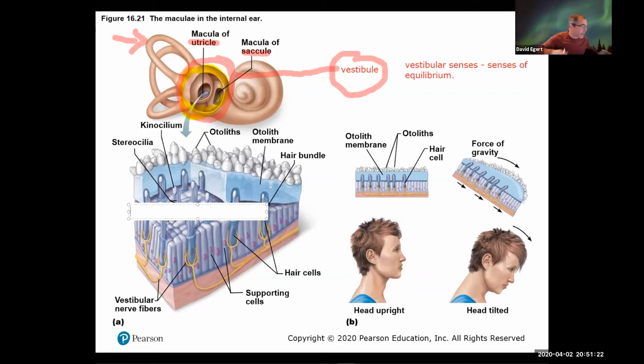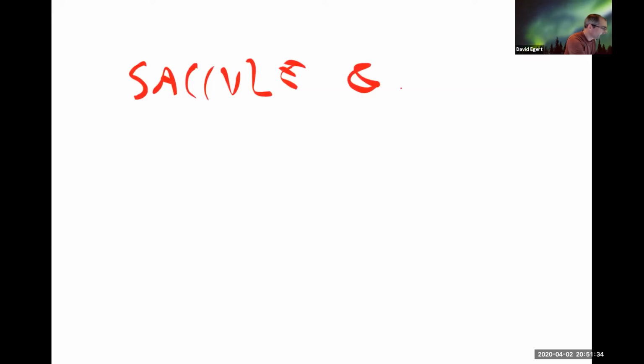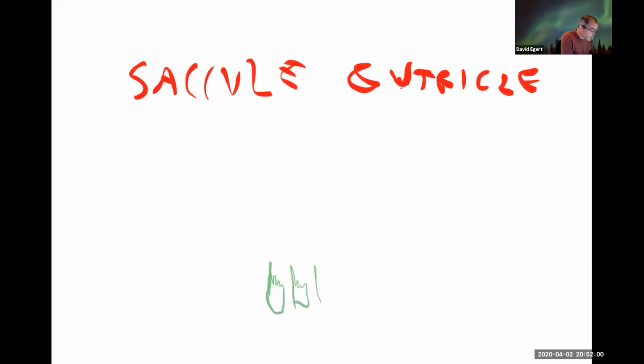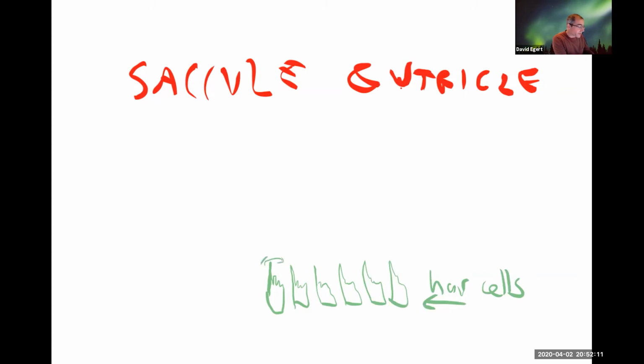But the basic idea is, again, these are sitting inside the vestibule in the inner ear. At the core is going to be hair cells. We talked about hair cells being the main things in all of our inner ear. And again, the hair bundle detects bending. The voltage changes when it bends one direction or the other.